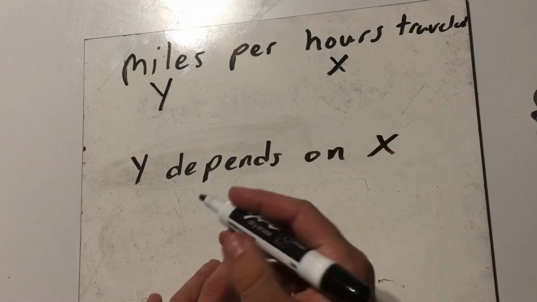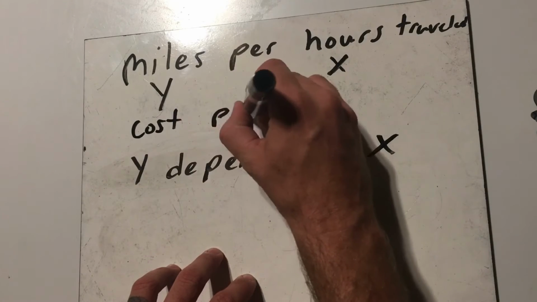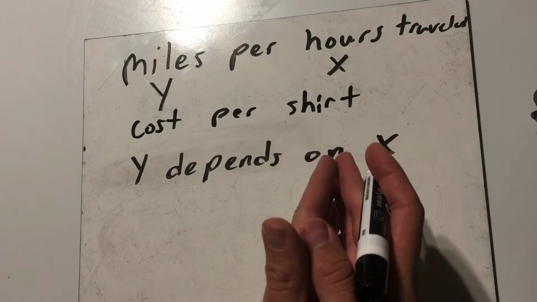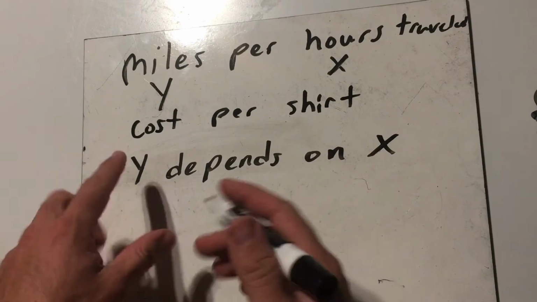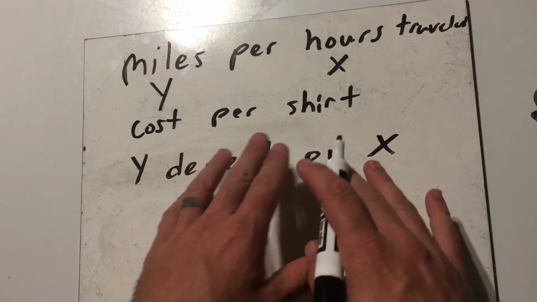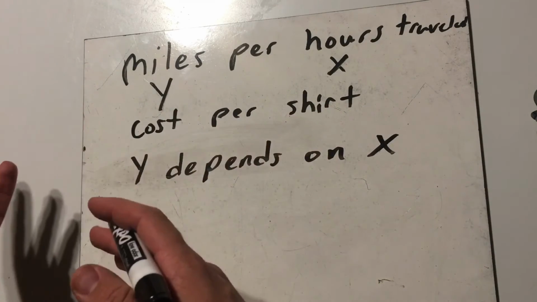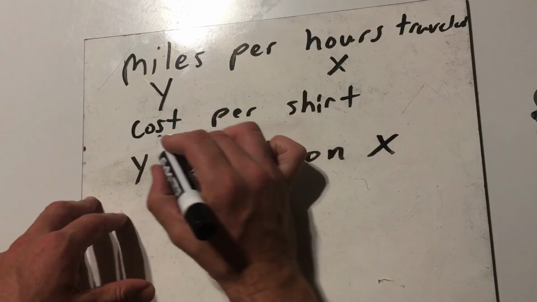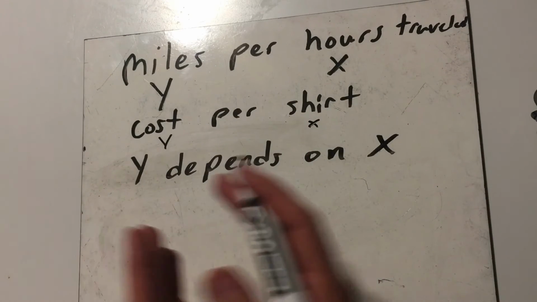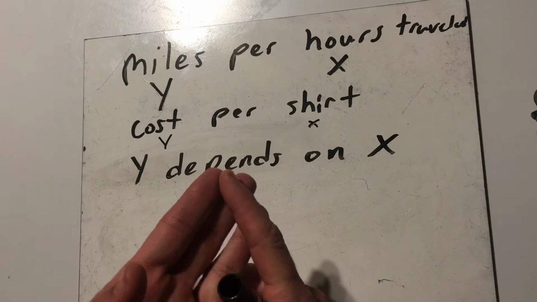Now, let's switch it up a little bit. If I have the cost per shirt. So I've got some shirts that I'm buying and they cost a certain amount of money. Well, that total cost at the register is going to depend on how many shirts I buy, the number of shirts. The number of shirts isn't going to depend on the total sale. It can only go one way. So again, the Y per X. So now I know what my Y is and I know what my X is, which is going to help me when I'm graphing or I put it on a table or I'm finding the constant of proportionality.